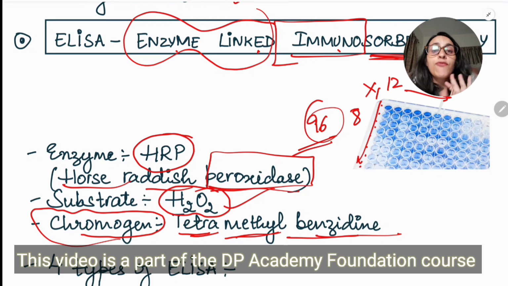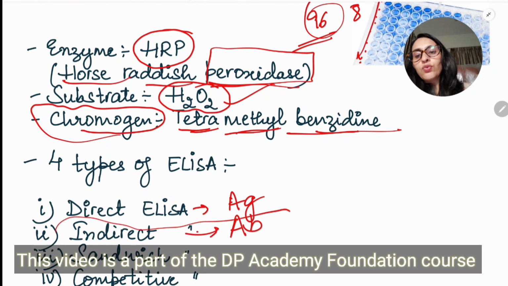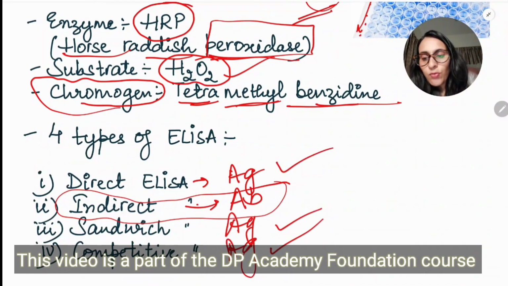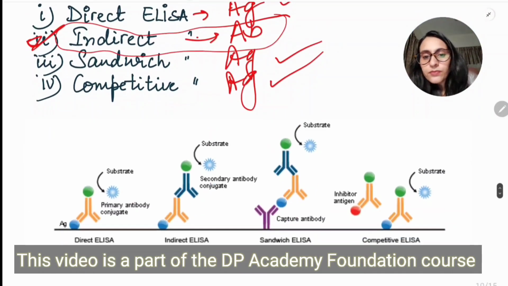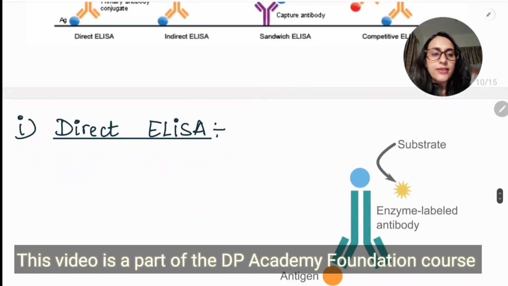What are the different types of ELISA? We have 4 types of ELISA. Direct ELISA, in which we are going to do antigen detection. Indirect ELISA, antibody detection. In fact, it is the only ELISA that is done for antibody detection. Rest all are antigen detection. So direct ELISA, antigen detection. Sandwich ELISA, antigen detection. Competitive ELISA, antigen detection. The only one for antibody detection is the indirect ELISA.